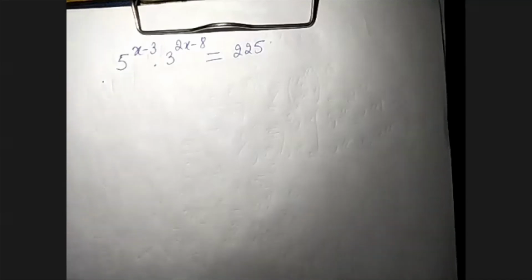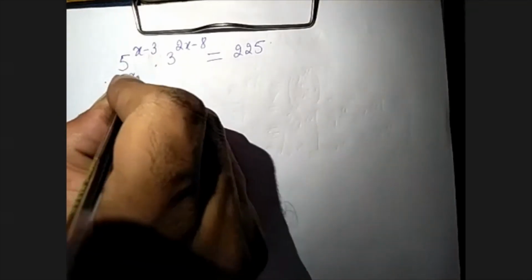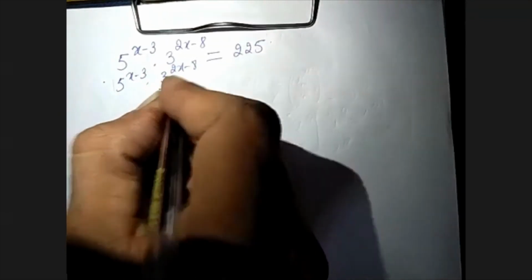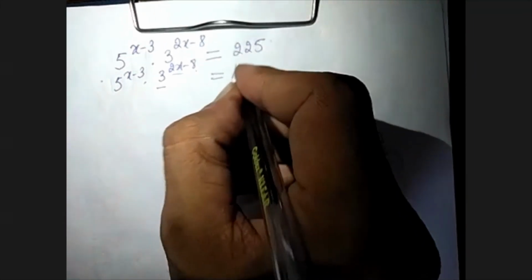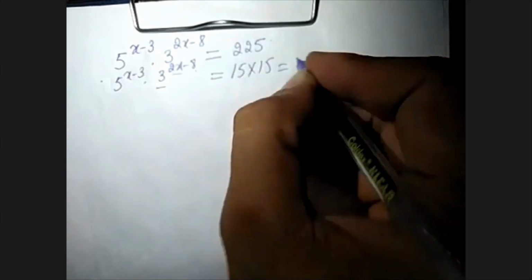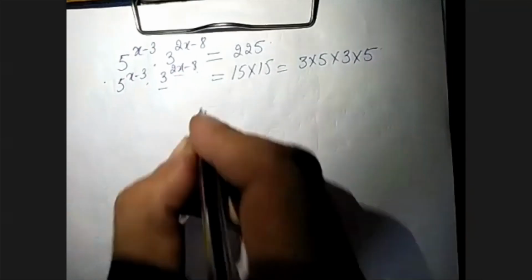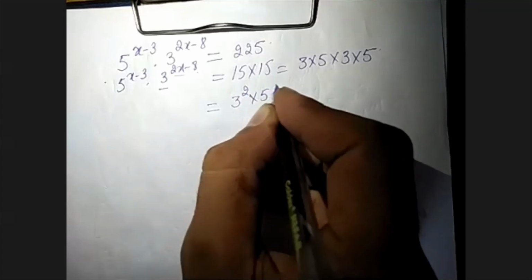Okay. So what we see here on the left hand side is that 5 and 3 are in the lowest forms of factor, but 225 is not. So we try to solve like this. Now they will not get multiplied. On the left hand side, no terms will get multiplied because the powers are not same. Either the base is not same. So we write here 15 into 15. So we write here 3 into 5 into 3 into 5. So we write here again, it is 3^2 into 5^2.